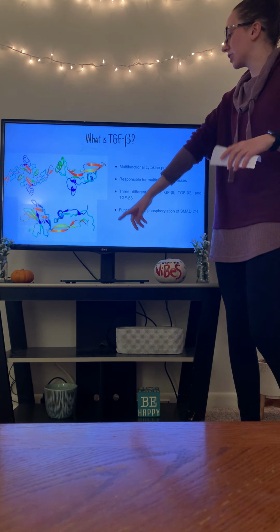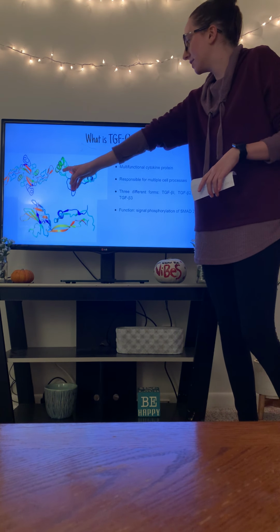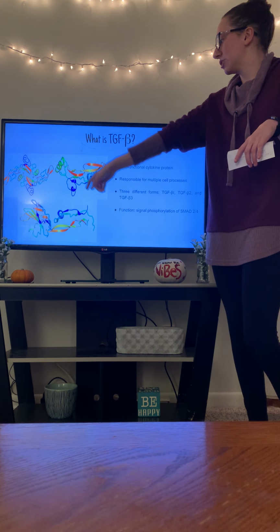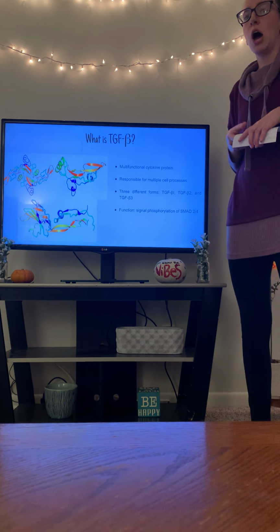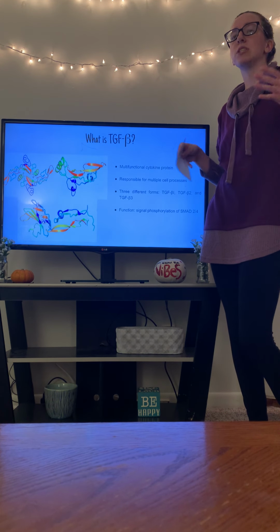TGF-beta 3 is actually 80% amino acids from TGF-beta 1 and TGF-beta 2, which I thought was pretty interesting, that it's 80% matches of a combination of both of those two. So that's just a general overview of what the different TGF-betas are and what TGF-beta does.